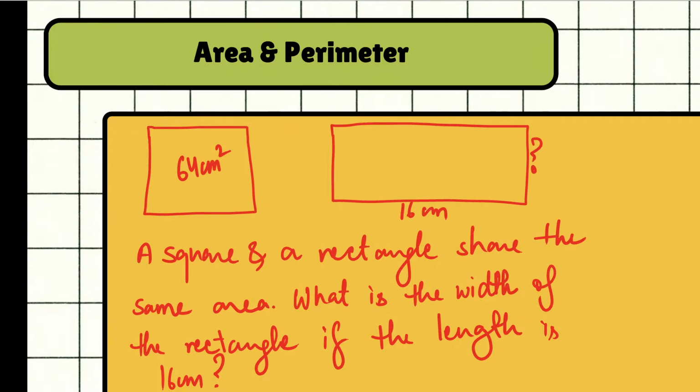Okay, so if they both share the same area, that means this would be 64 as well. This will also be 64 squared centimeters. So 16 times what gives us 64? 4. So 4 is the breadth, 4 centimeters. Isn't it easy? Right? This is how we do these type of questions.